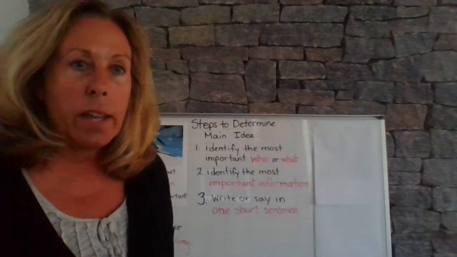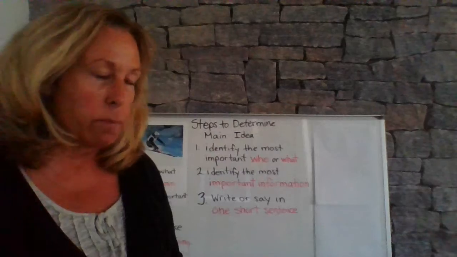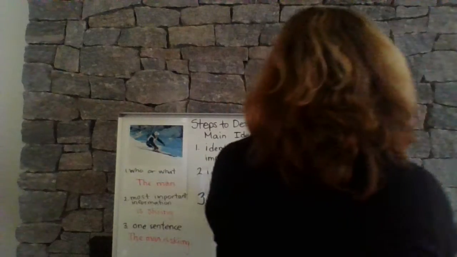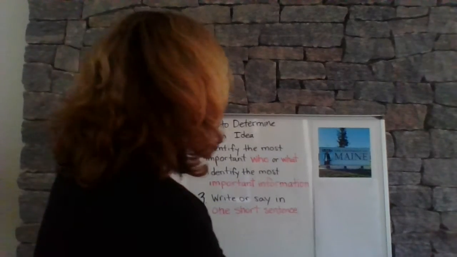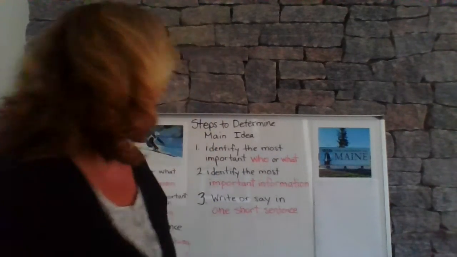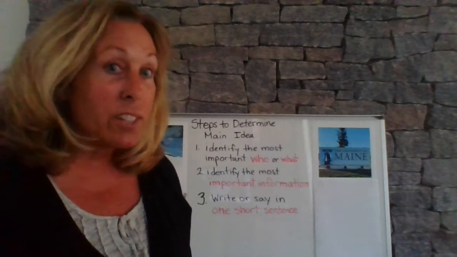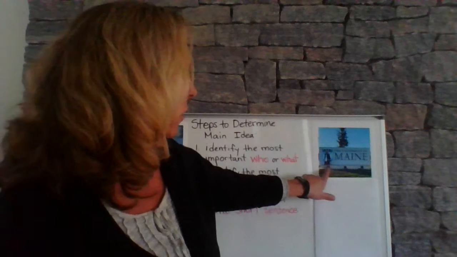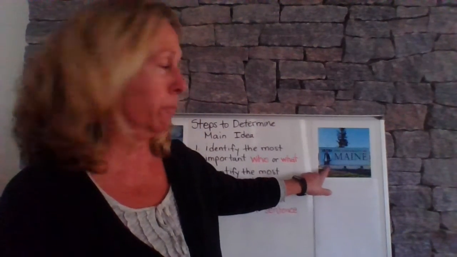So now we're going to try it again, go over those 3 steps using a different picture. So let's take a look. Okay, here's the picture. So the first step, identify the most important who or what. And when you look in this picture, this person right here is the most important. That happens to be Miss Arthur.